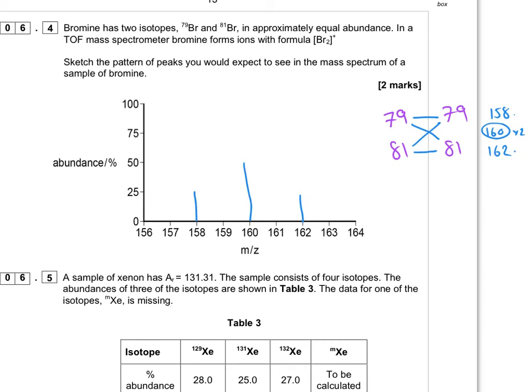There are 2 marks for this question. The first mark is for identifying where the peaks will be, and the second mark is for getting the ratios correctly, so the 25 to 50 to 25.